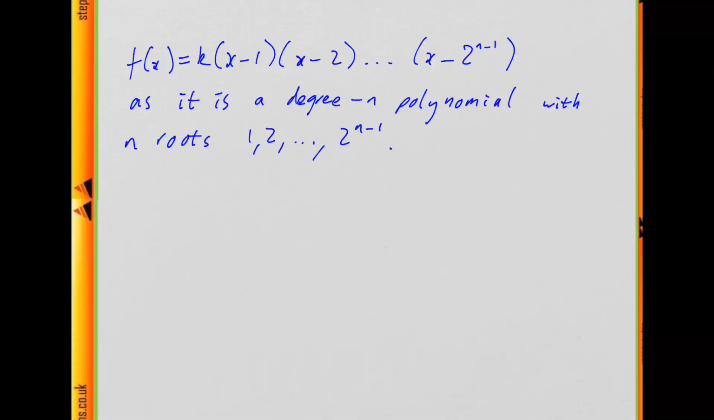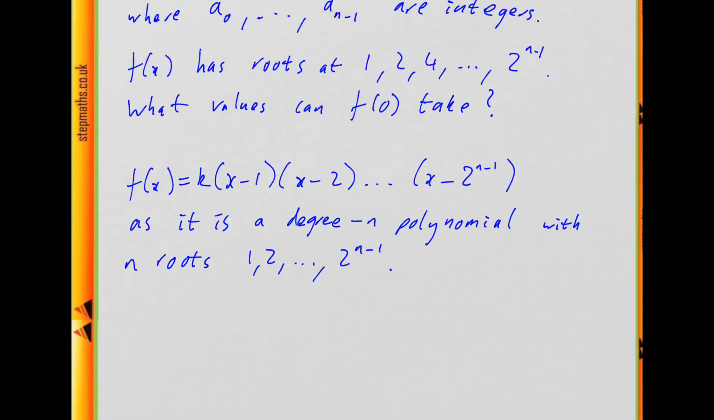So let's write that down. F of x then, I'll come back to this later. We've got a factor x minus 1, then x minus 2, etc., all the way up to x minus 2 to the n minus 1. And I said this is because it's a degree n polynomial with these n roots, so it's fully factorised. Why did I put this k at the start? Well, that's because in theory it could be any integer multiple of this, so I could multiply it all by 2 and the roots would be the same.